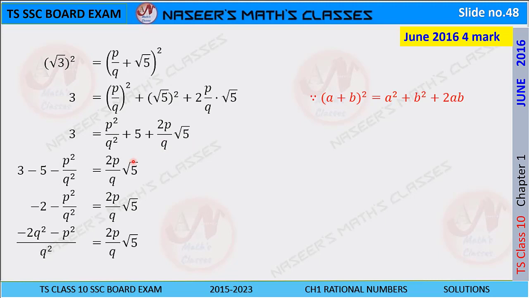Next we transpose 5 and p square by q square from RHS to LHS. Then we can write it as 3 minus 5 minus p square by q square is equal to 2p/q root 5. 3 minus 5 is minus 2. Then we can write the next step as minus 2 minus p square by q square is equal to 2p/q root 5. Next, in the denominator we have q square, so we get LCM as q square. Then we can write the numerator as minus 2q square minus p square, which is equal to 2p/q root 5.